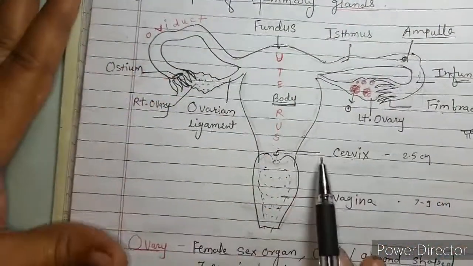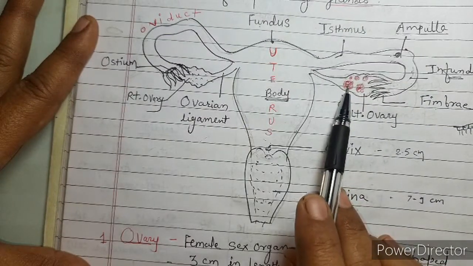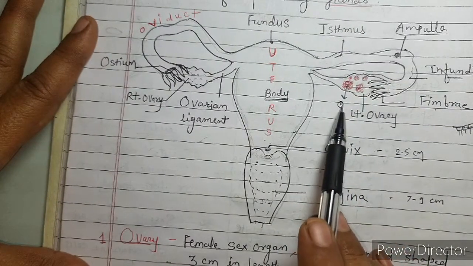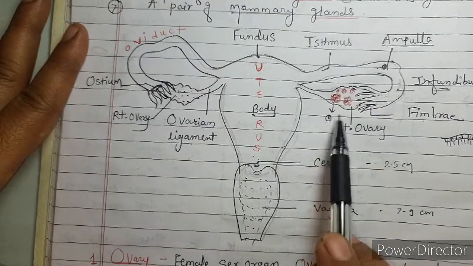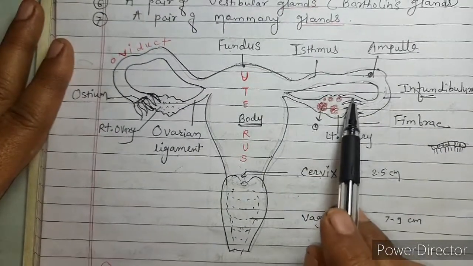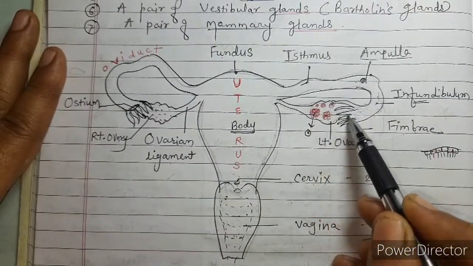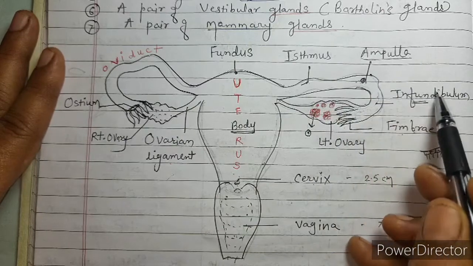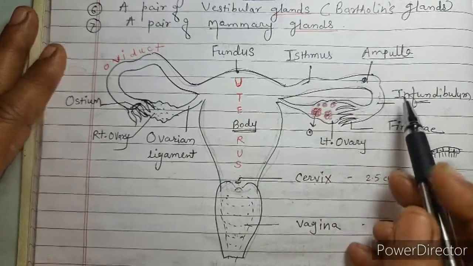See here, we have studied this. Now see here, this is the Graafian follicle. Now this Graafian follicle releases the secondary oocyte. You know that this secondary oocyte is directed by the fimbriae, which are finger-like structures, and driven towards the infundibulum, that is the oviduct. Now you know that this part is called the oviduct or fallopian tube.